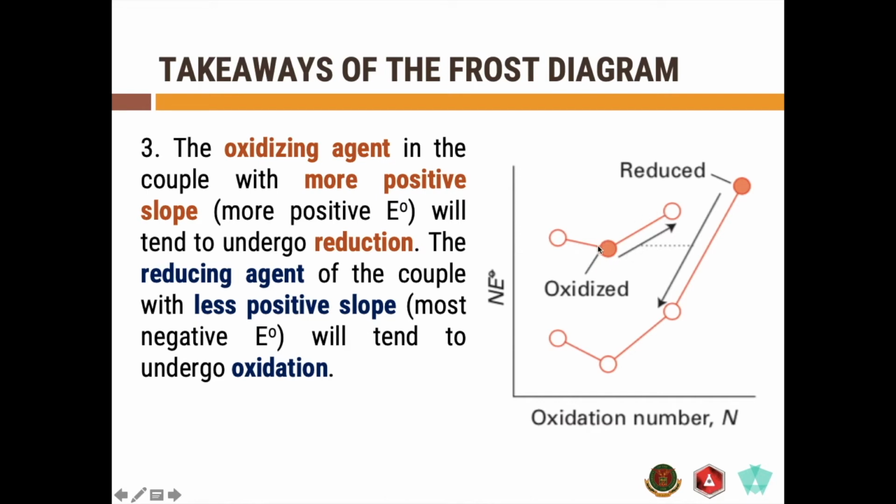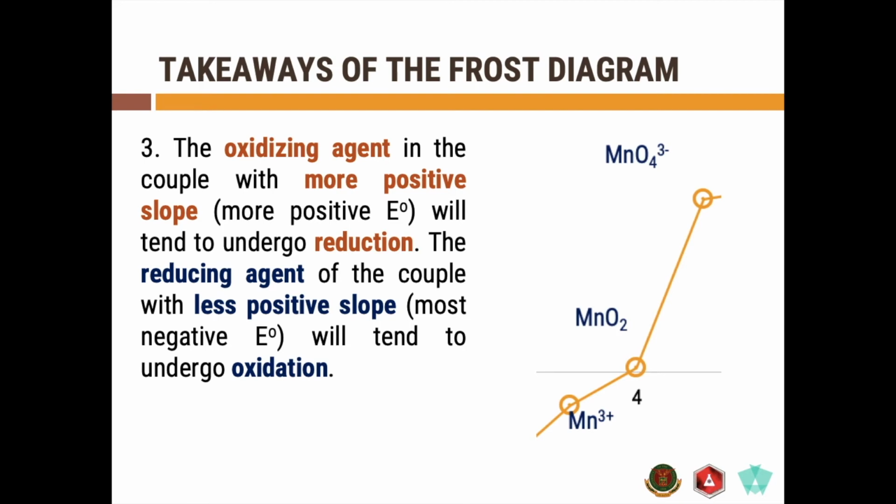So this is an example of a line wherein the slope is less positive. So you can say that this one will tend to undergo oxidation. This is your reducing agent, and it will be oxidized to form this one. And if you have a line with a more positive slope, such as this one, then this oxidizing agent will be reduced. So this oxidizing agent will be reduced to this species here.